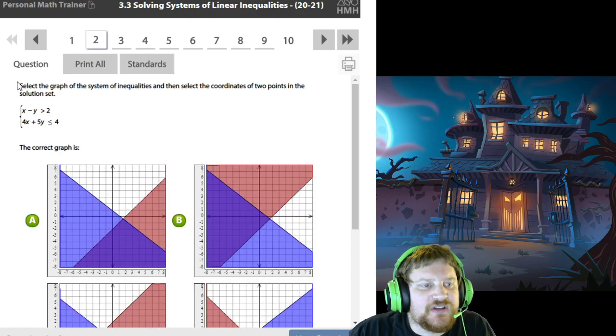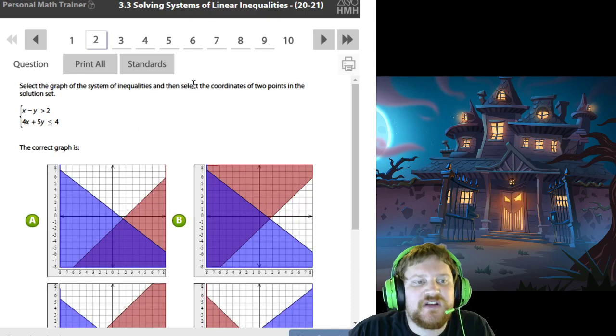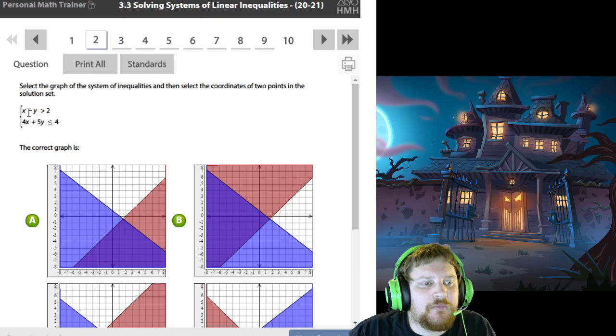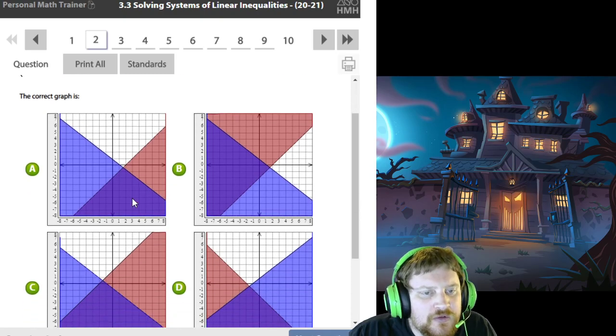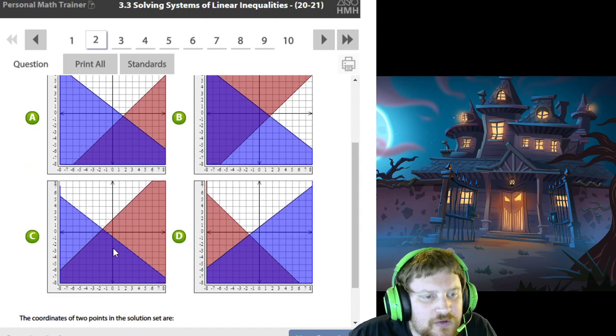Question 2. Select the graph of the system of inequalities and then select the coordinates of 2 points in the solution set. So x minus y is greater than 2. So that would be the same thing as y is less than x minus 2. So x minus 2. So that would be these two graphs.